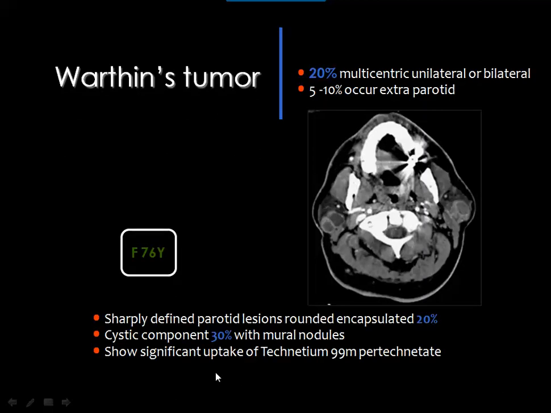Warthin tumor is commonly multicentric. I mean multiple lesions in the same parotid gland or multiple lesions bilaterally, and the incidence of multicentricity, unilateral or bilateral, is about 20%. Then this is a sharply defined lesion, which usually has a cystic component and a solid component.